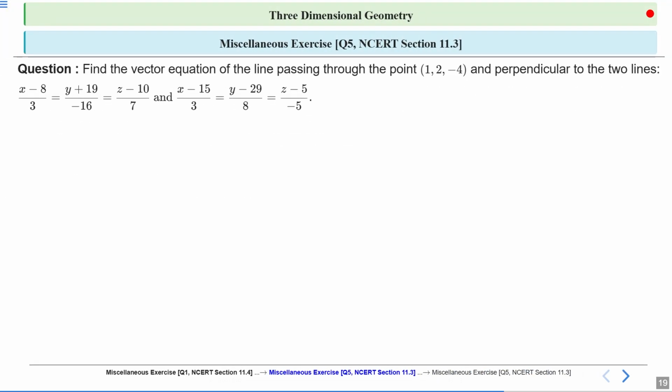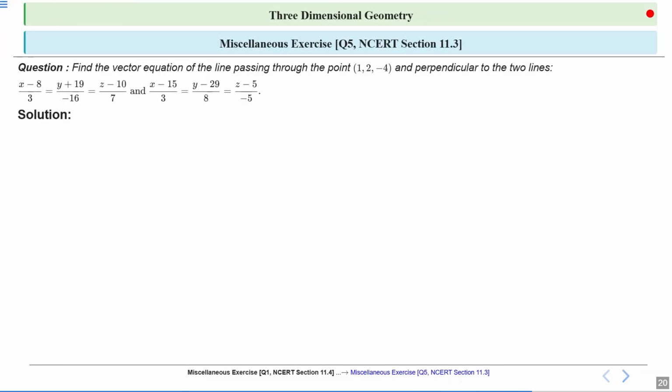Next is miscellaneous exercise question number 5. Miscellaneous exercise question number 5, which says: find the vector equation of the line passing through the point (1, 2, -4) and perpendicular to the two lines (x - 8)/3 = (y + 19)/(-16) = (z - 10)/7, and (x - 15)/3 = (y - 29)/8 = (z - 5)/(-5).